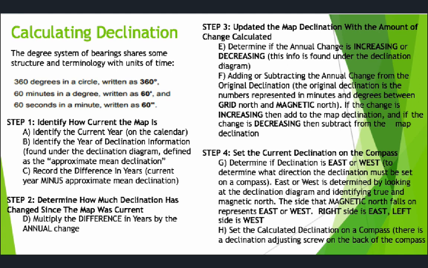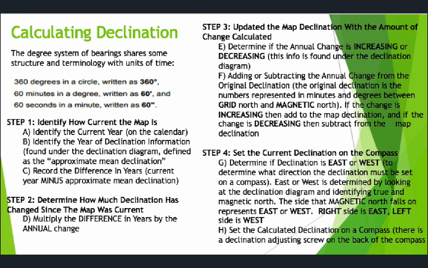Step 2 is to determine how much declination has changed since the map was current. In order to do so, you need to multiply the difference in years by the annual change. This information again will be found under the declination diagram. Third is to update the map declination with the amount of change calculated.